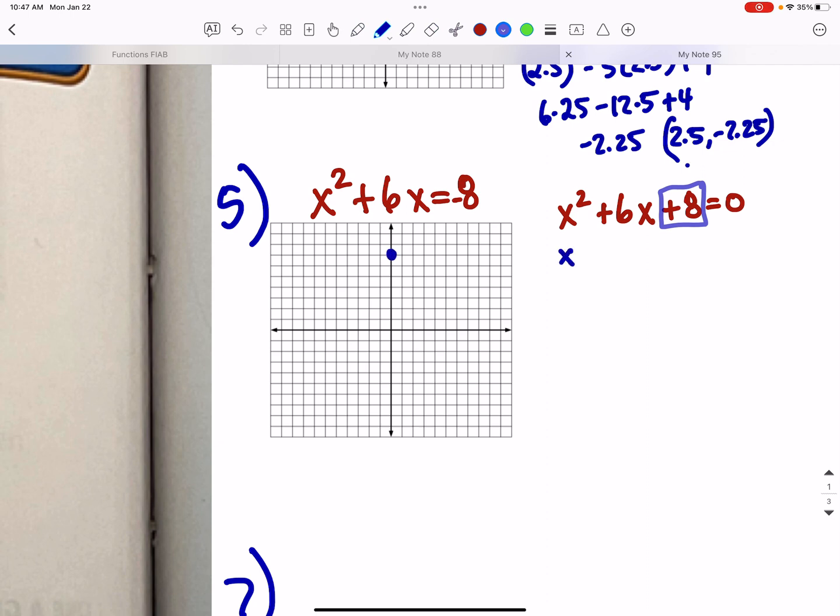We need 2 numbers that multiply to 8, so probably 4 and 2, that add to 6. Yep, 4 and 2. X plus 4, x plus 2 equals 0. So when does this thing equal 0? When this guy's equal to 0. If we plug in negative 4, we'll get 0. If we plug in negative 2, we'll get 0. So those 2 spots are on the graph. Negative 2, 0, and negative 4, 0.